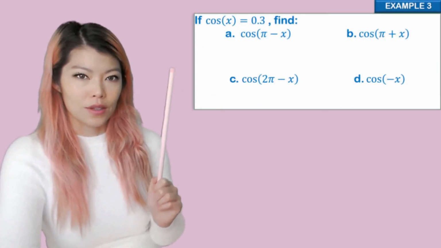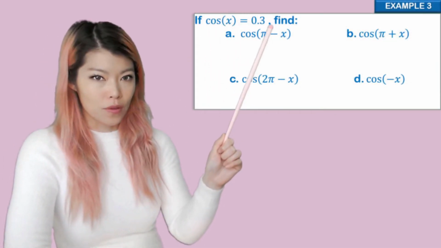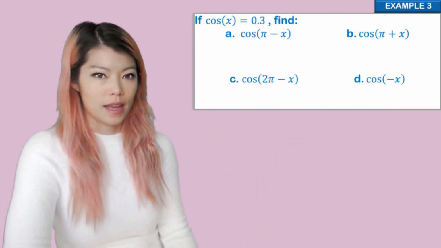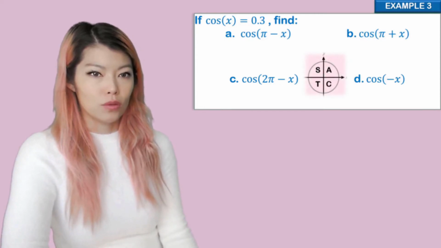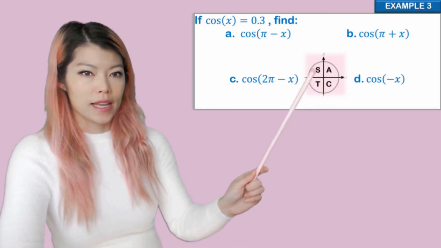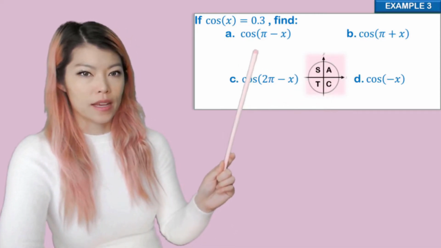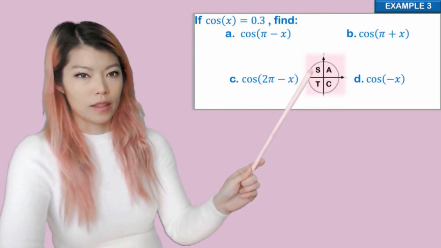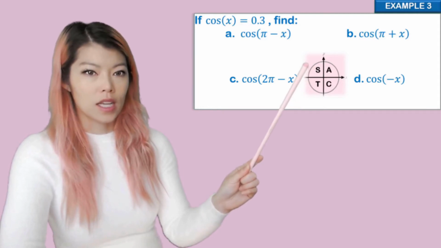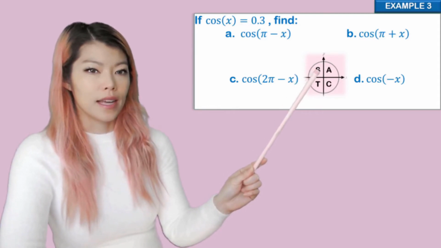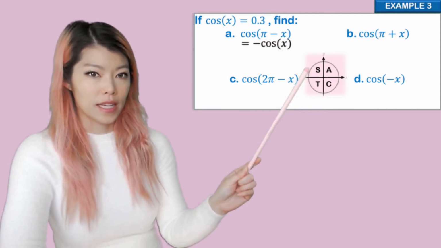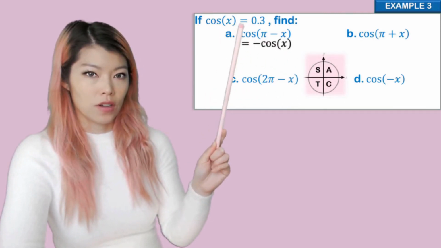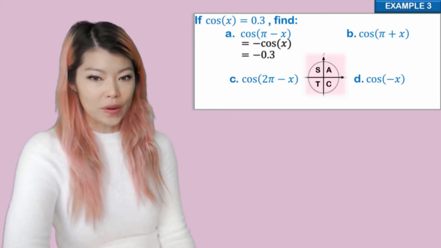Okay, what about the questions? What do they look like? If cos x is 0.3, what would cos of pi minus x be? You would draw a little circle and write ASTC. Cos x is here, so cos of pi minus x will be in the second quadrant, and in the second quadrant only sine is positive, cos is negative, so it'll be the same as negative cos x. So negative cos x will be negative 0.3.